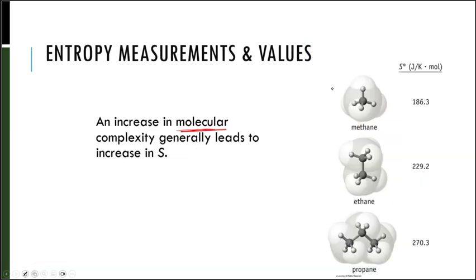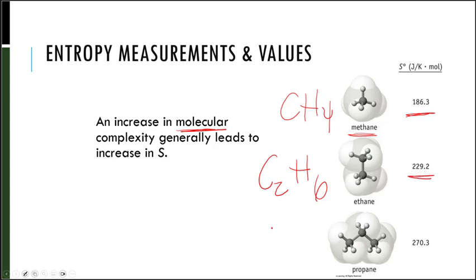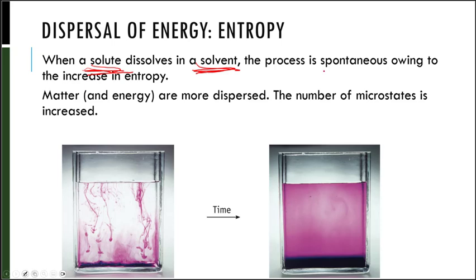Entropy also increases as molecular structures become more complex. We can see here that methane, which is CH4, has an entropy value of 186.3. Ethane, which is C2H6, has an even larger value than that. And propane, C3H8, has an even greater value. When a solute dissolves in a solvent, the process is spontaneous, showing us that we have an increase in entropy. And matter and energy are more dispersed, so we have a greater number of microstates.